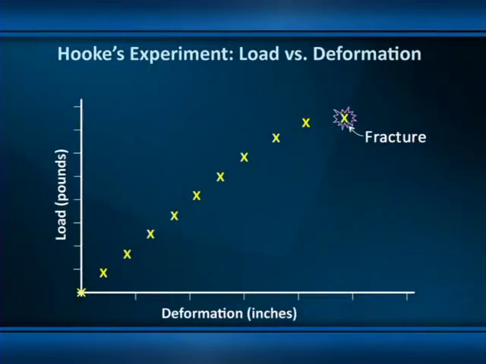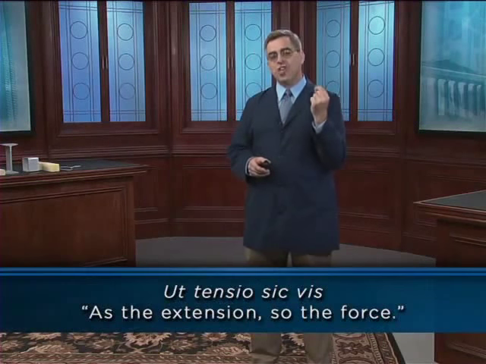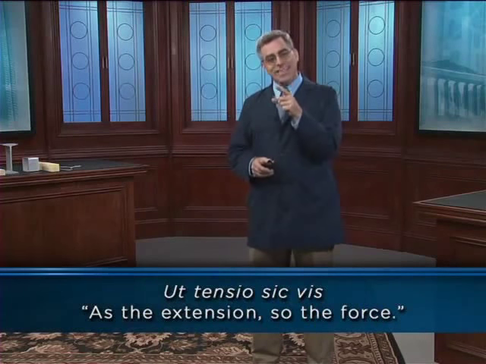As you can see here, the experimental values of load and deformation plotted as a near-perfect straight line on a graph, almost all the way up to the point of fracture. Hooke probably made this discovery sometime in the 1650s, but he didn't actually publish it until 1678 because the discovery actually gave him the capability to build very accurate clock springs, and he didn't want to give away his competitive advantage. When he did publish the discovery, he used a simple Latin phrase, ut tensio sic vis, as the extension, so the force.